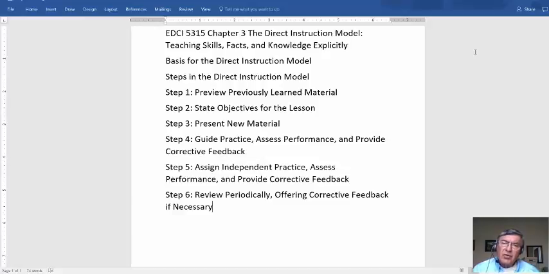In fact, it is one of the ones where the teacher works very hard during the direct instruction model. The steps in the direct instruction model. Step 1, preview previously learned material. When I teach my undergraduate students, I'll call that the anticipatory set or the introduction or something like that, where you try to connect the lesson you're going to do this time with material they've had in the past.